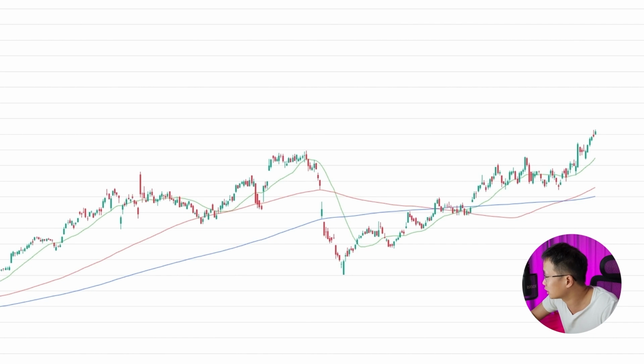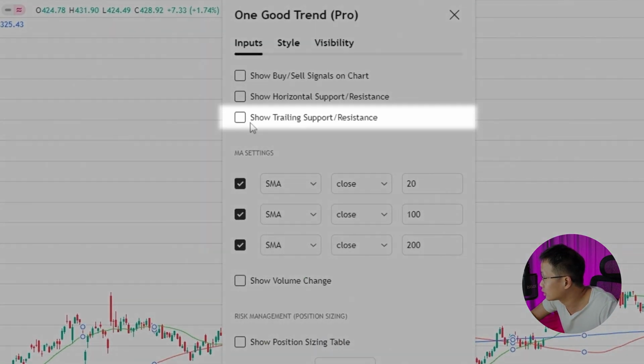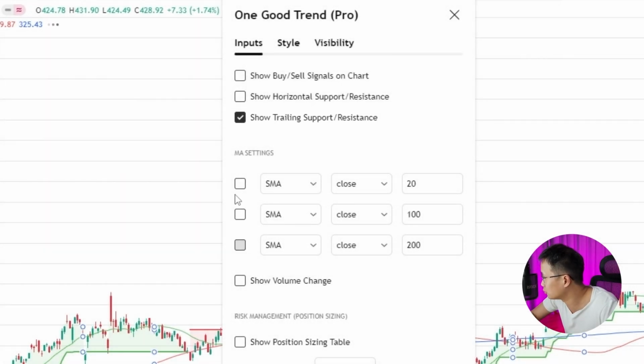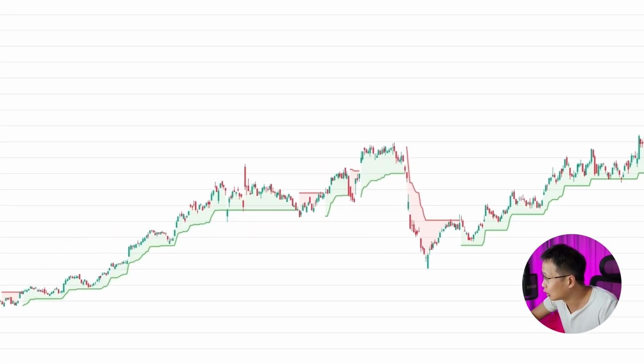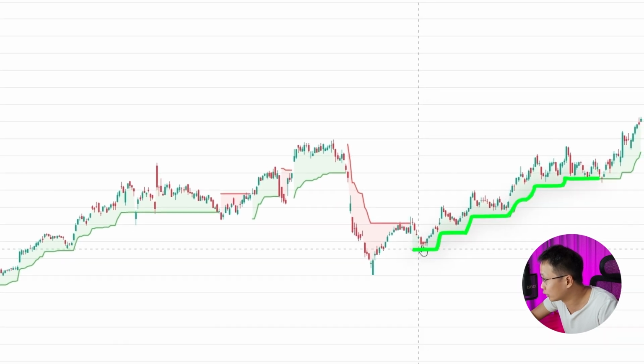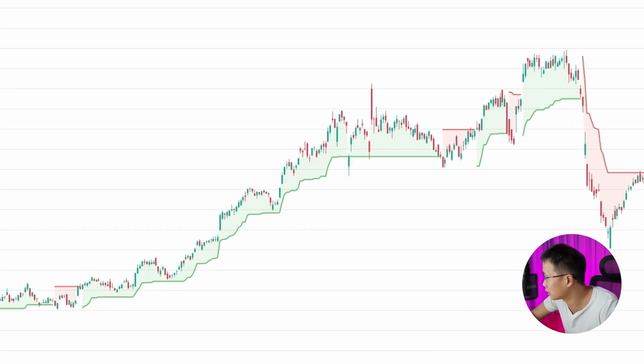I can go ahead and turn on, based on the 1GT Pro indicator, this thing called the trailing support and resistance. Let me turn it on. In fact, let me turn off all the moving averages that I turned on just now, step 1 and 2. So it's much clearer, and you can see that now we have this trailing support line. So what exactly is a trailing support? Let me give you an idea. Let me go back to previously.